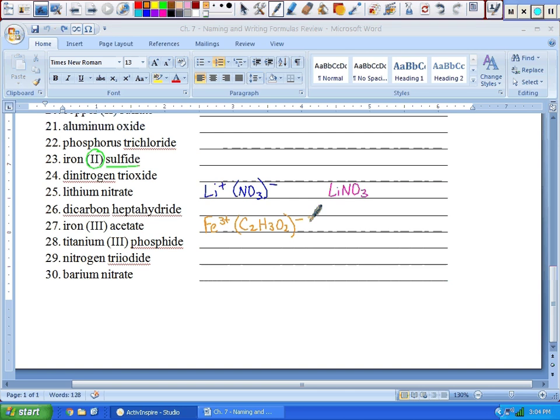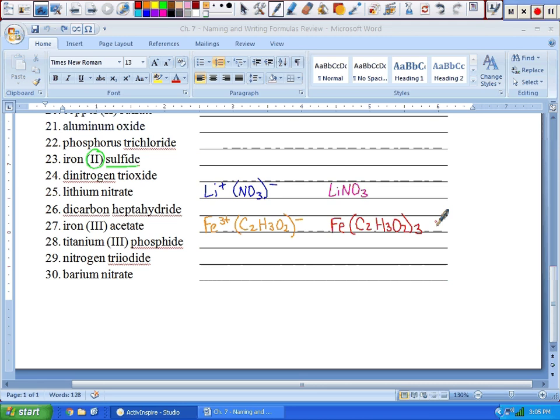And this one just kind of throws everybody for a loop because it is so long. Most polyatomics don't include all of those things. Now, my first question is, do the charges cancel? Do I have to keep my parentheses to protect it? Yes. So it's going to be Fe parentheses C2H3O2, and then it is 3. Iron 3 acetate. Okay. Number 28, titanium 3 phosphide.